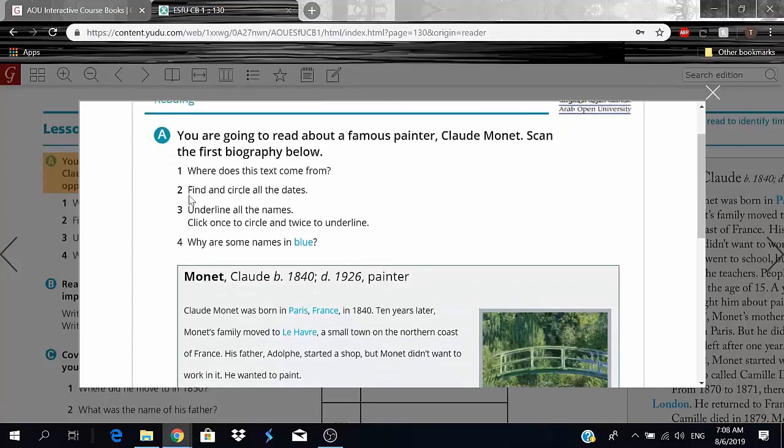So here we have 2, find and circle all the dates. So as we go, we're going to be circling all the dates, okay? And we're also going to be underlining all the names that we see, okay? So if it's a name of a country, a place, a person, we're going to underline it all, okay?